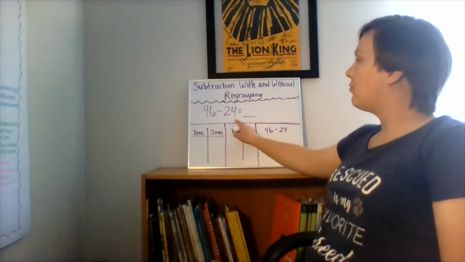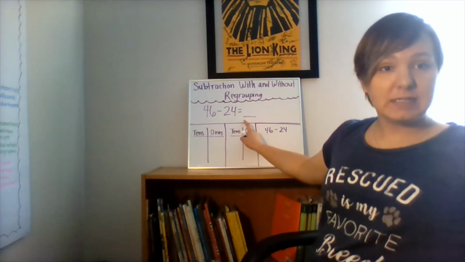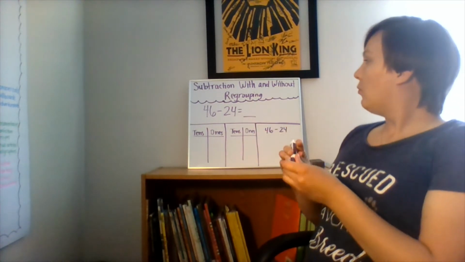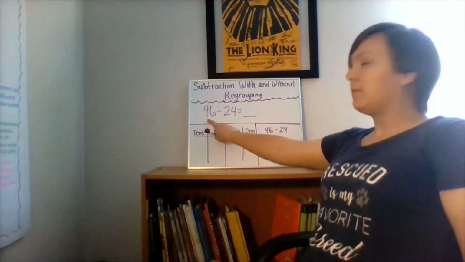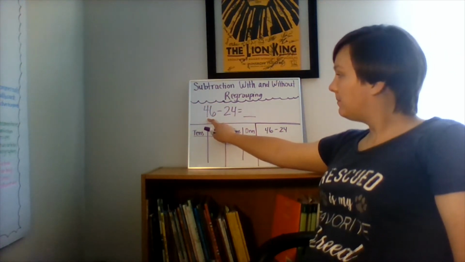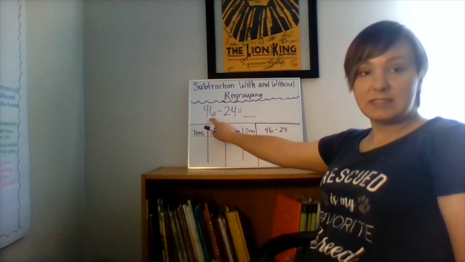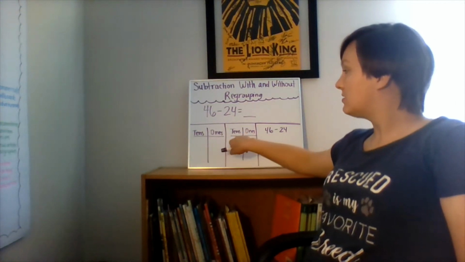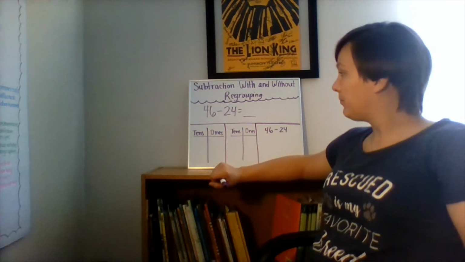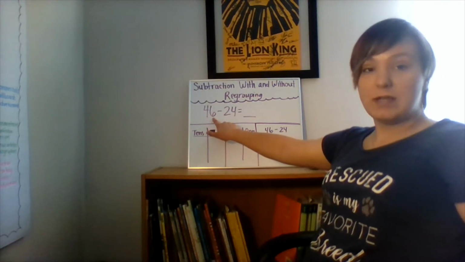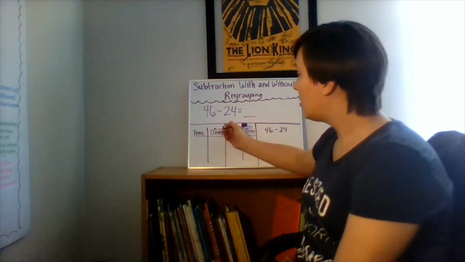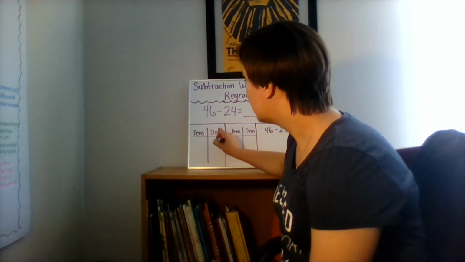46 minus 24 equals an unknown number. This is an equation that does not require regrouping. You always want to start with the first number in the equation, and when you're subtracting, this is the only number you're going to really draw out if you're using place value discs or base 10 blocks. So let's look first at our ones, because we always start with the ones place. There are 6 ones, so I need to draw 6 ones discs.